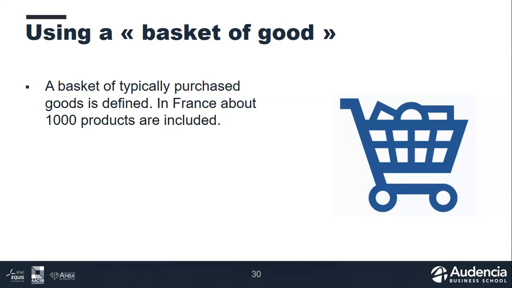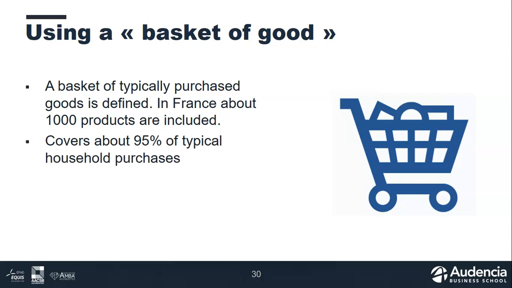In fact, in France, we include about 1,000 different products. Now, they won't tell you what those products are. It's very confidential information. But those 1,000 products cover about 95% of typical household purchases when you look at all households across France. Obviously some households buy different products than others, but if you take those 1,000 products, we're getting a pretty good idea of the average household.